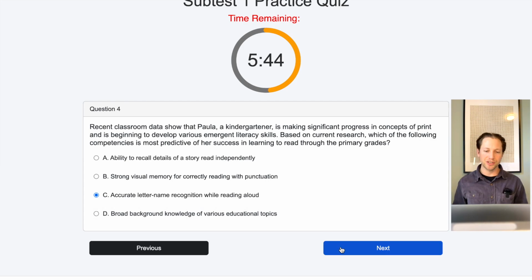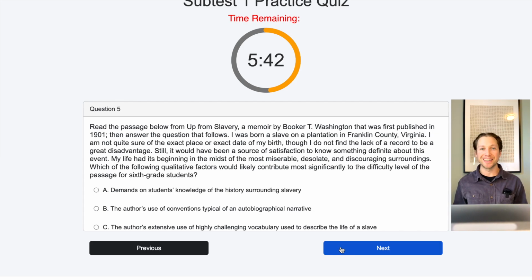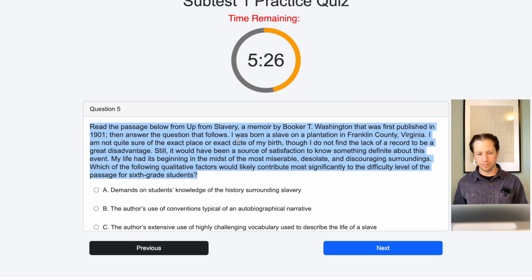Now, we have 8 questions, and I noticed that we've already gone through a few minutes, and we only have about 5 more minutes to complete this, so we'll have to go a little bit faster for the next question. So, what I want you to do is read this along with me. Read the passage below from this memoir Booker T. Washington wrote, and let's begin. All right, and then we'll answer the question down below.